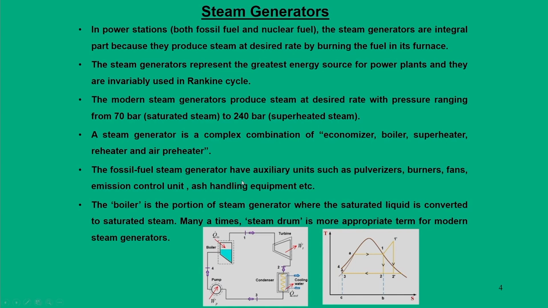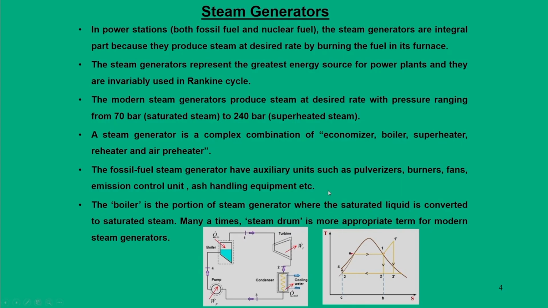Apart from this, there are auxiliary units like pulverizers, then burners, then fans, then we have ash handling equipment and so on. Now onwards, another important difference that we have been using is the boiler. Essentially, boiler is the word used in the Rankine cycle when you are handling saturated steam. That means, when we go from point A to 1, whatever heat gets added is the latent heat of vaporization of water. When this heat is added, that part of the steam generator component is regarded as a boiler.